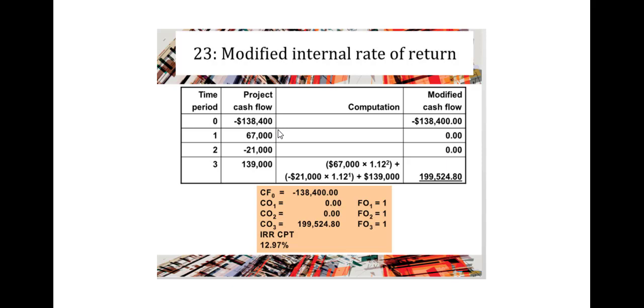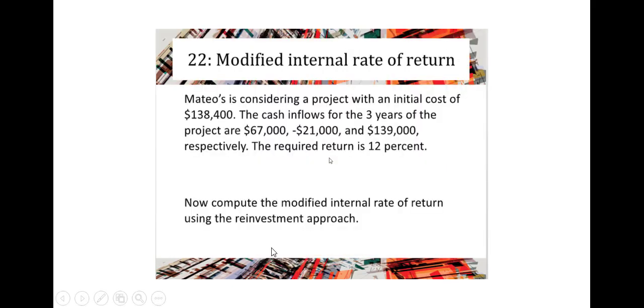So what it has done is compound all cash flows. So 67,000 is compounded with 12%, 21,000 is compounded with 12%, and the last year cash flow is 139,000. So in this reinvestment approach, except for the initial investment of 138,400, all cash flows are compounded, and you find the total cash inflow, and then you calculate the internal rate of return, which is 12.97%.